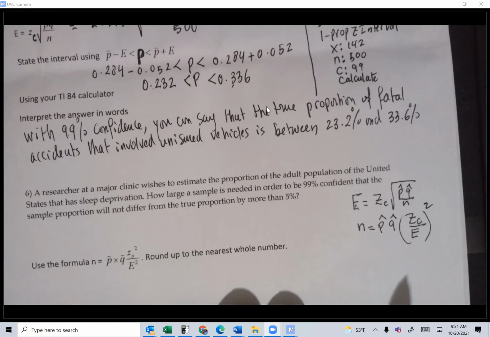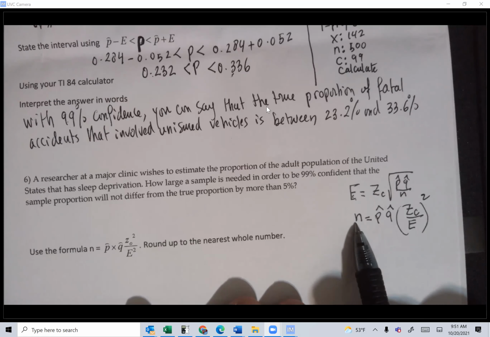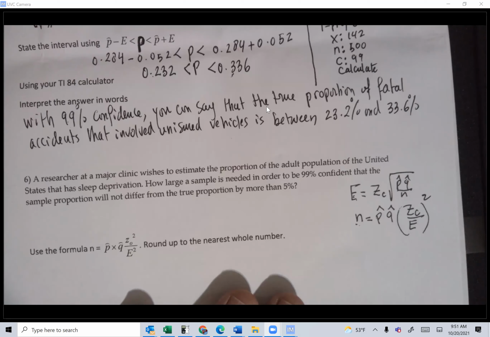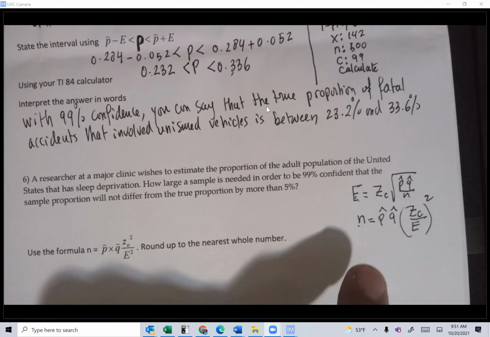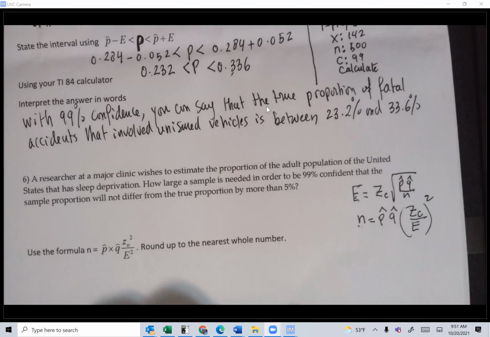So sometimes he doesn't give us the sample size and he asks us to find the sample size. If he asks us to find the minimum sample size, we're going to be using this formula for n, which is p hat q hat times z_c over E quantity squared. So we're going to do an exercise on how to do that. Again, guys, I don't want you to memorize this formula. I will provide it. If you want to write it down on your 3 by 5 note card, that's fine, but you will have a list of all the formulas that you need.